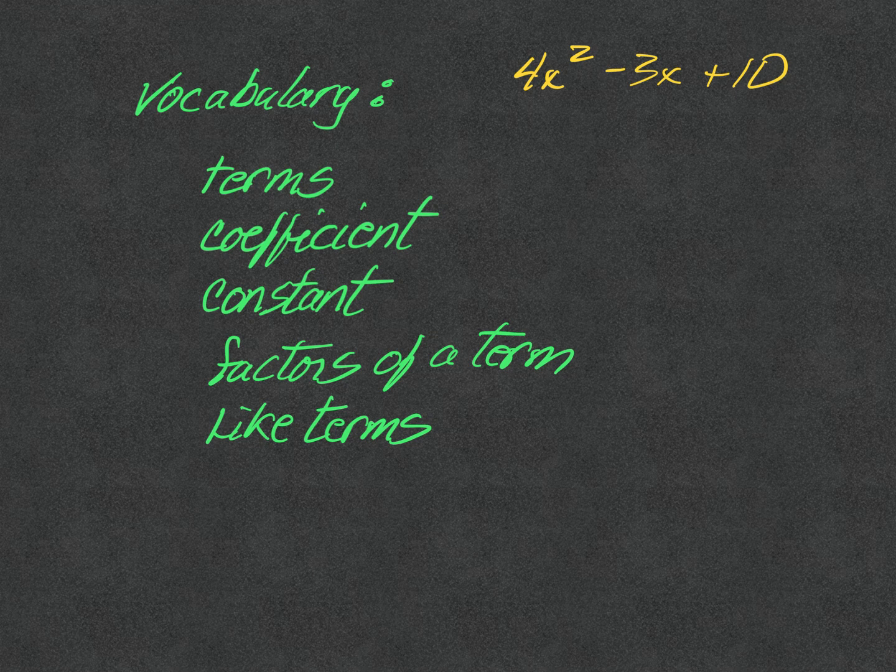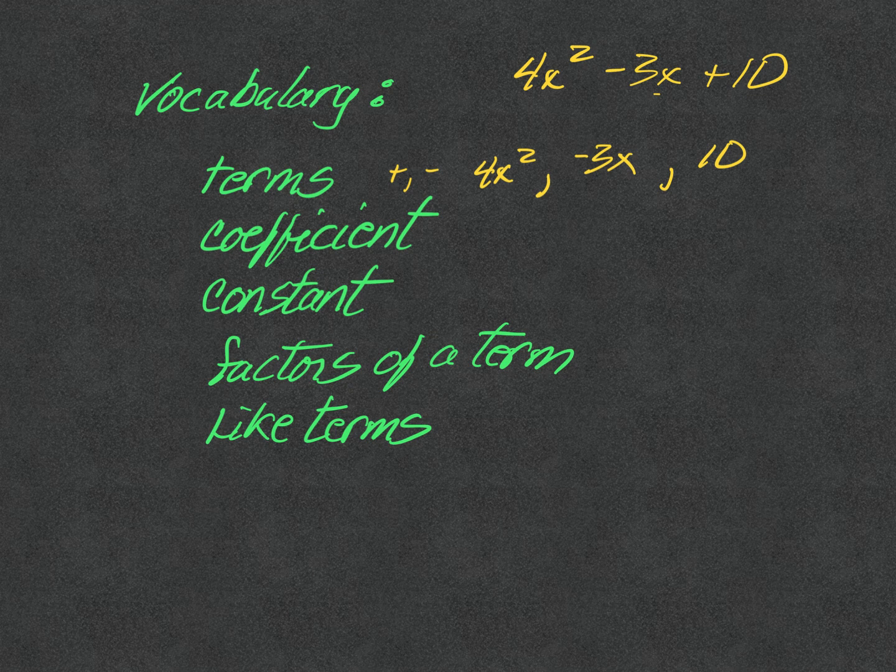So what are the terms? Terms are the objects that we are adding and subtracting together. Okay, so for instance, 4x squared is being, if you wish, added to a negative 3x, or 3x is being subtracted from 4x squared, okay? So we would say that 4x squared is a term. We would say that negative 3x is a term, or the opposite of 3x, and we would say that 10 is a term.